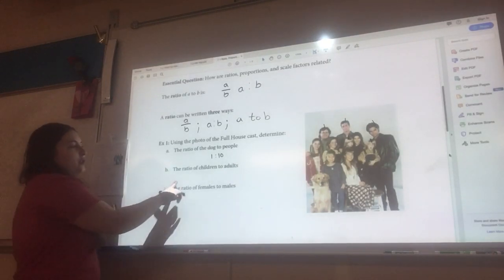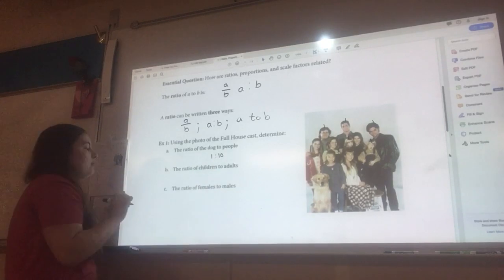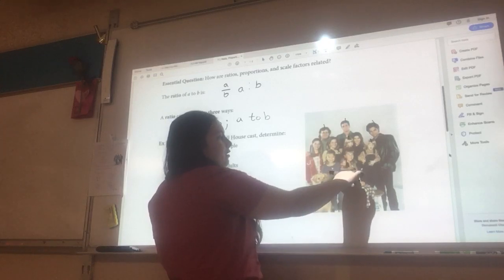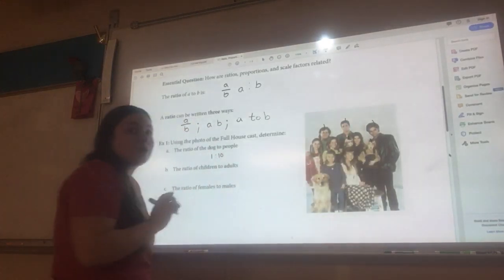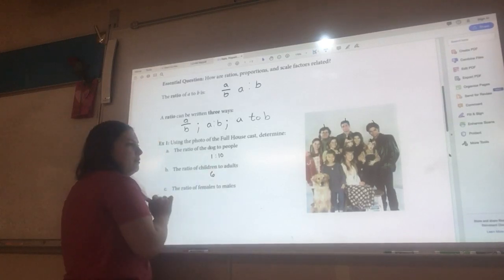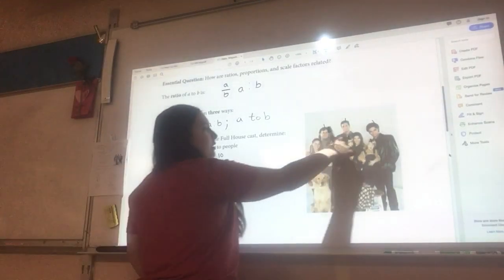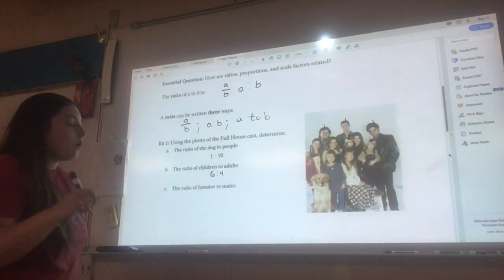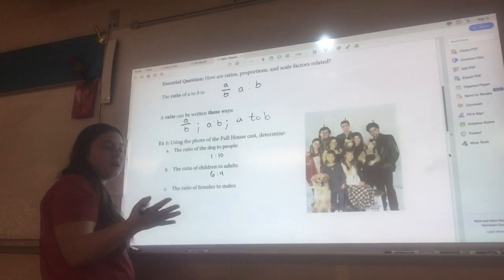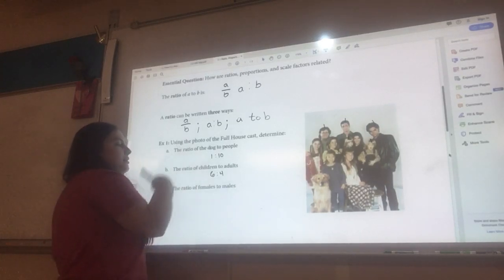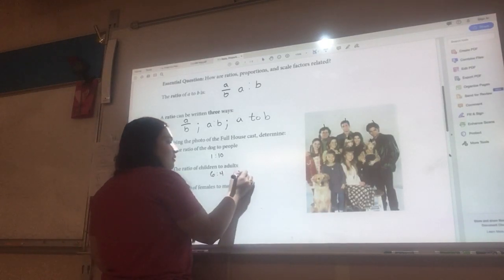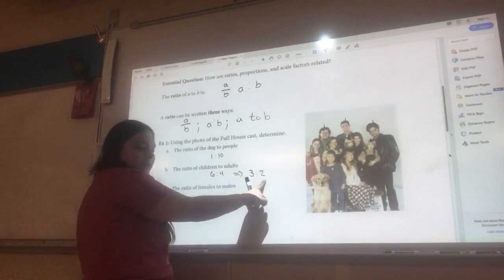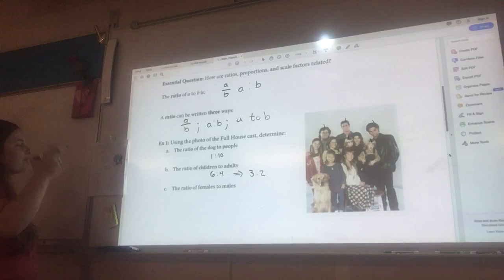The next is the ratio of children to adults. Well, children, there are 1, 2, 3, 4, 5, 6. So there are 6 children. So we have 6 children to 1, 2, 3, 4 adults. The ratio of children to adults is 6 to 4. Well, 6 and 4 have a greatest common factor of 2, so we're going to simplify this to be 3 to 2. So for every 3 children, there are 2 adults. So ratios are very important for that.